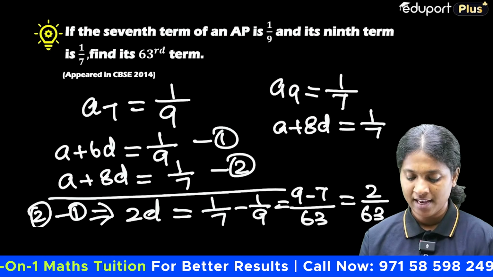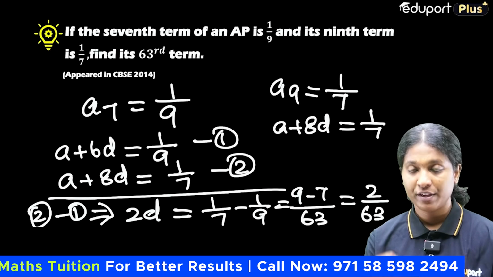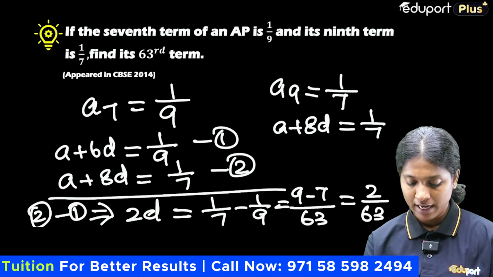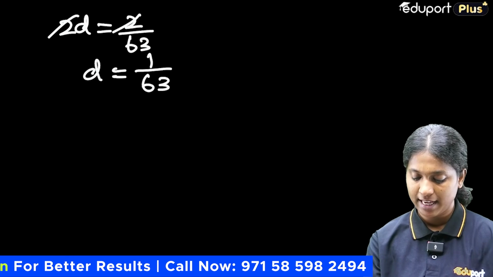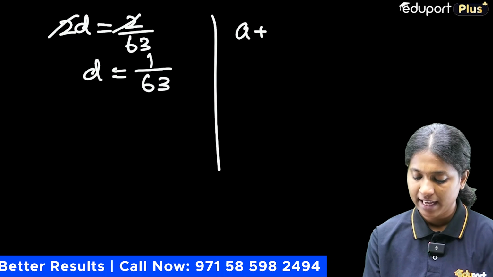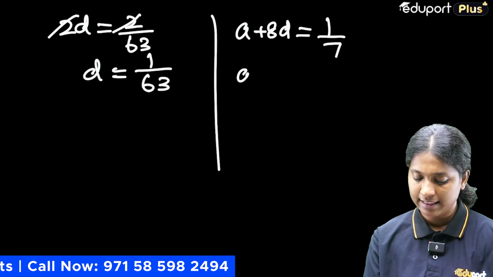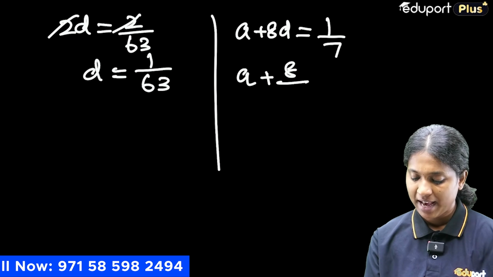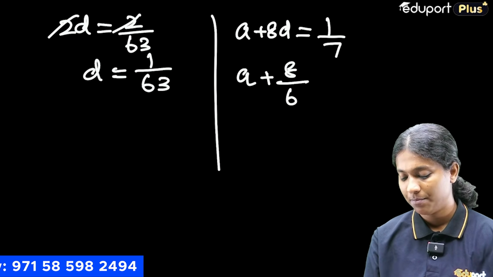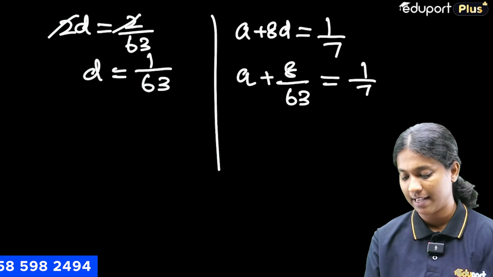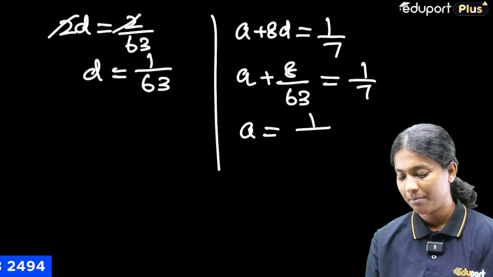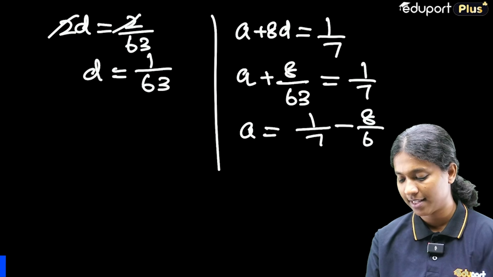Now, we have to find the a. We can substitute the value of d in either equation. So, a plus 8d equals 1 by 7. Here d is 1 by 63, so a plus 8 by 63 equals 1 by 7. So, a is equal to 1 by 7 minus 8 by 63.